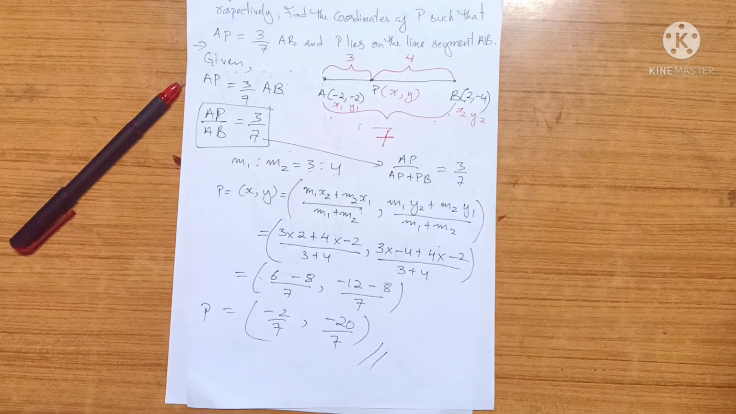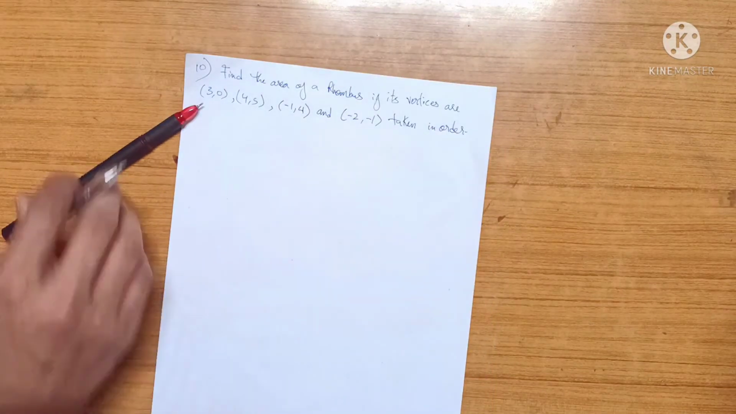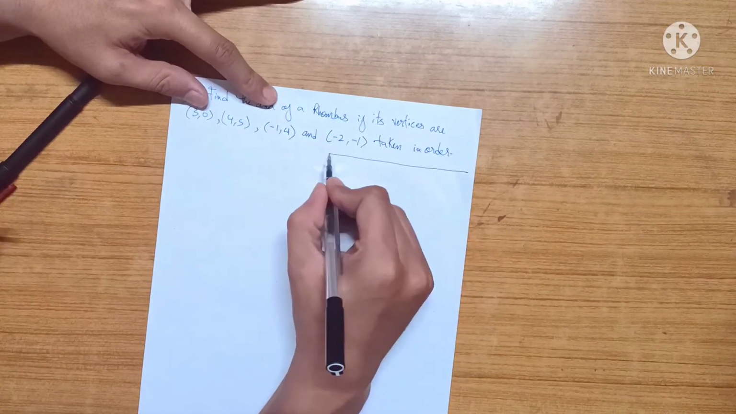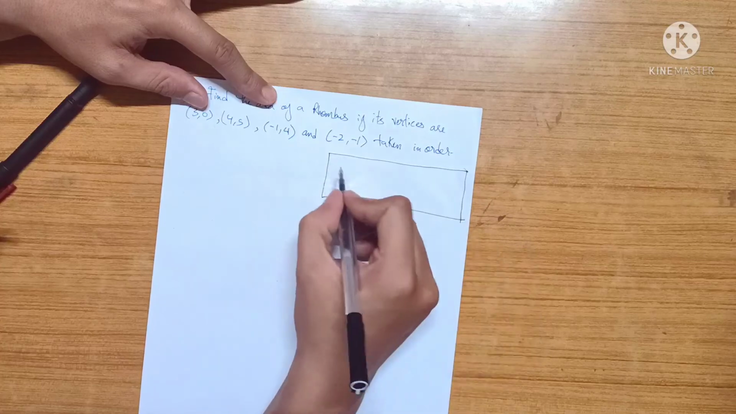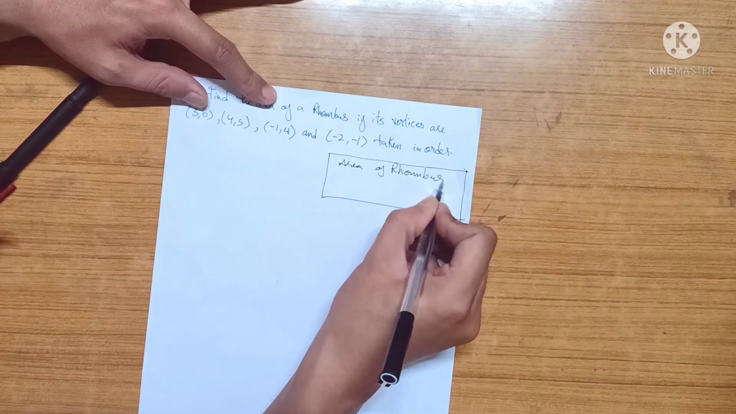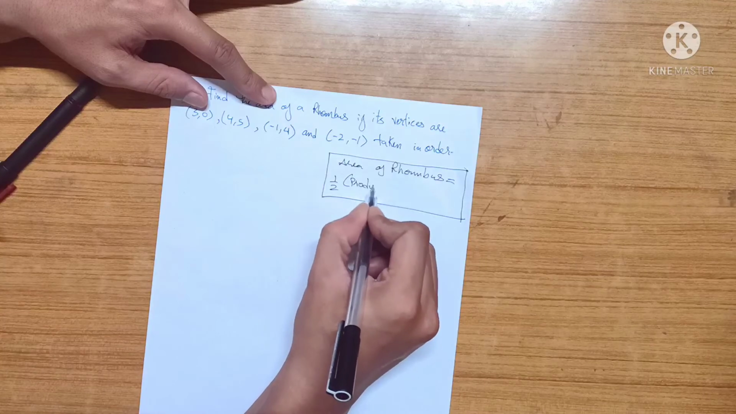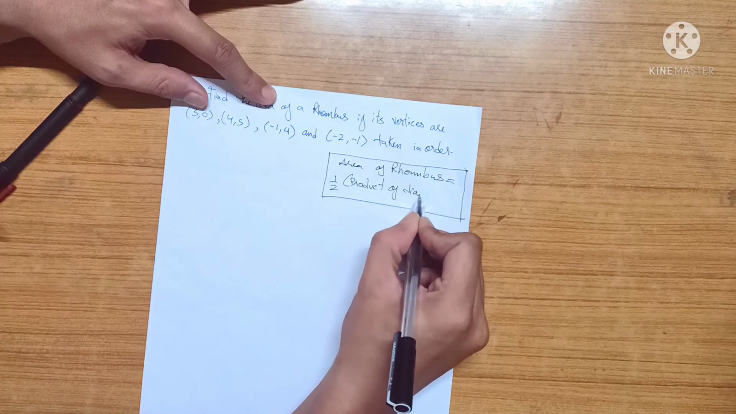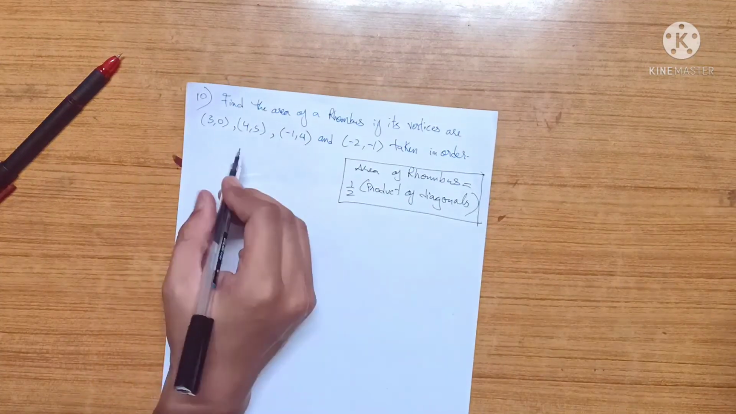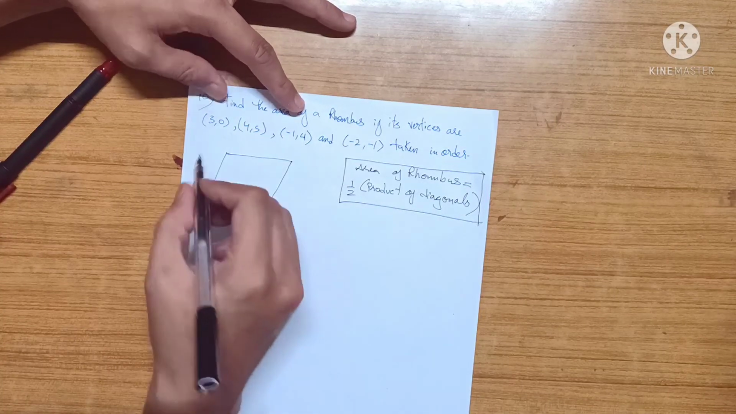We have one more question left, so let's do that also. This question is also quite easy, as we will see. Before we start, I want you to write a formula: area of rhombus is equal to half into the product of diagonals. So we will be using this formula. Let's draw the rhombus first.